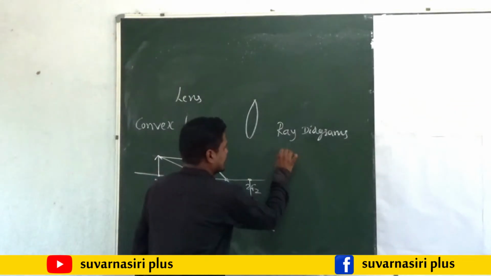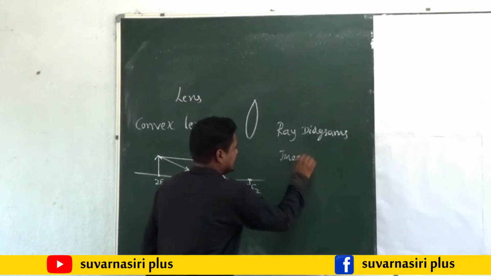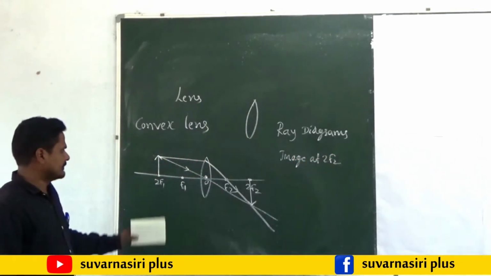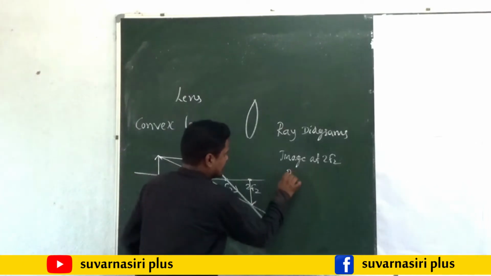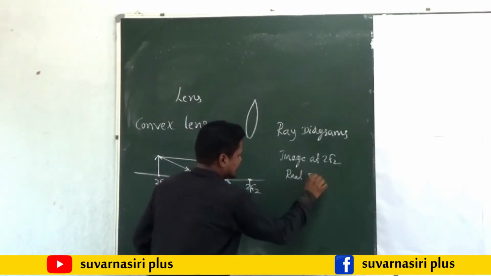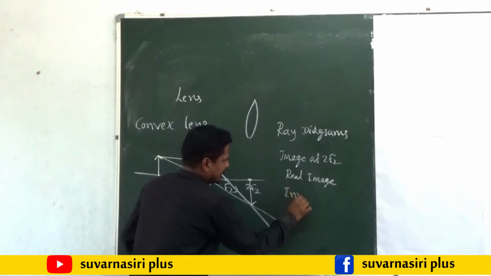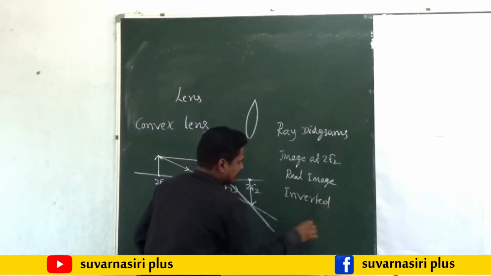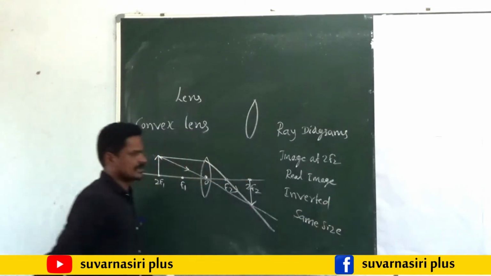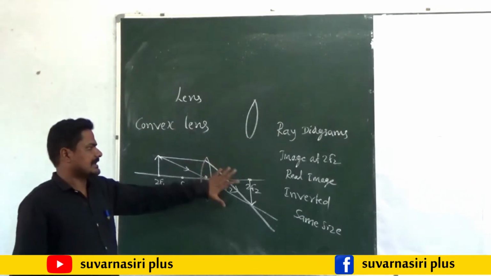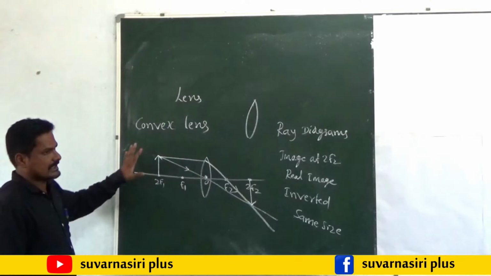So the image is at 2F2, and this image is a real image, inverted, and the same size. Dear students, we have to learn the convex lens ray diagram. This is one example.